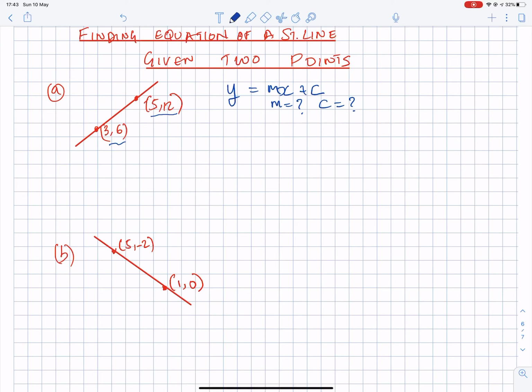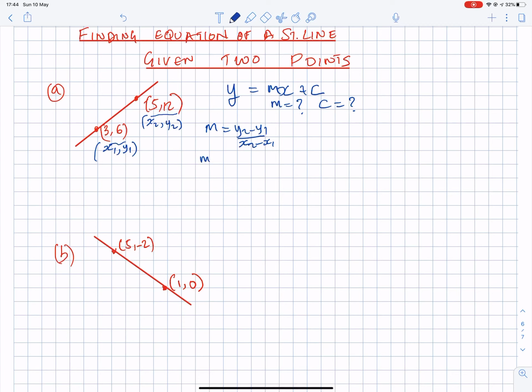We can find the gradient. So if you remember what gradient is, difference in y divided by difference in x. So if we make this one x1 and y1 and this point x2, y2, then we get the gradient, which I will write just as m, is equal to y2 take away y1 divided by x2 take away x1.